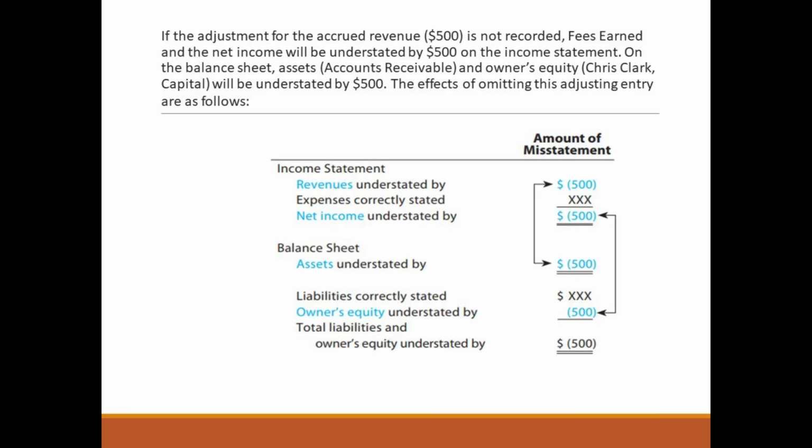If the adjustment for the accrued revenue, $500, is not recorded, fees earned and the net income will be understated by $500 on the income statement. On the balance sheet, assets or accounts receivable and owner's equity, Chris Clark Capital, will be understated by $500. The effects of omitting this adjusting entry are as follows in this picture.